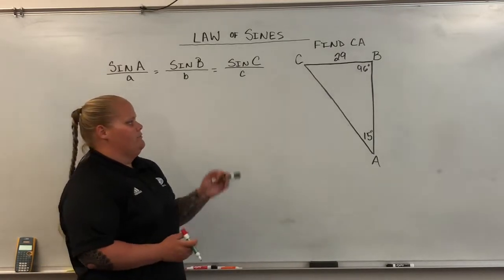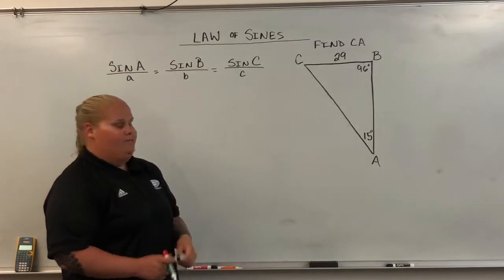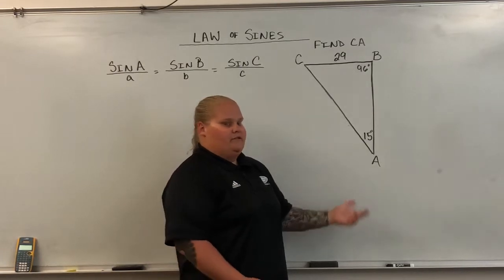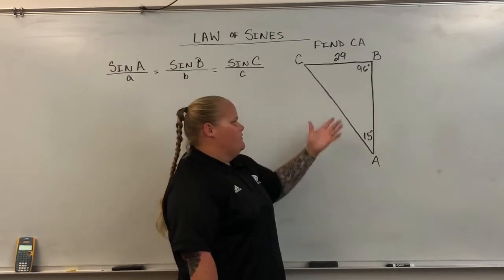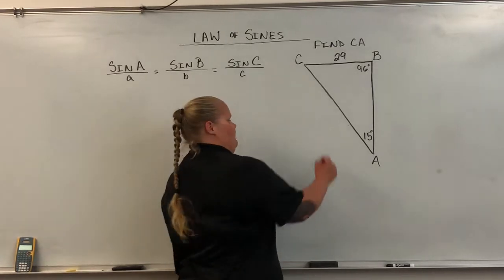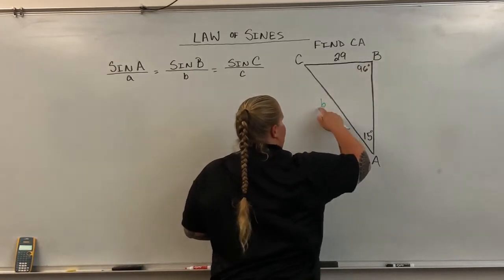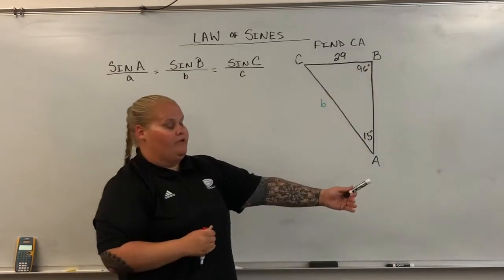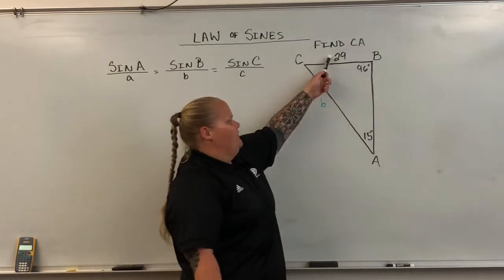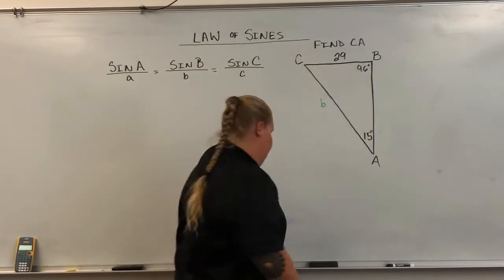So I'm going to look at my triangle, and first off it asks me to find CA. They're both capital, so C is here, A is here. That means it wants me to find this side of the triangle. If I label this side, it would be side B, because it is across from angle B. Because it's opposite angle B, that means that is side B. I'm going to label this other side here, and this would be side A, because it is across from angle A.